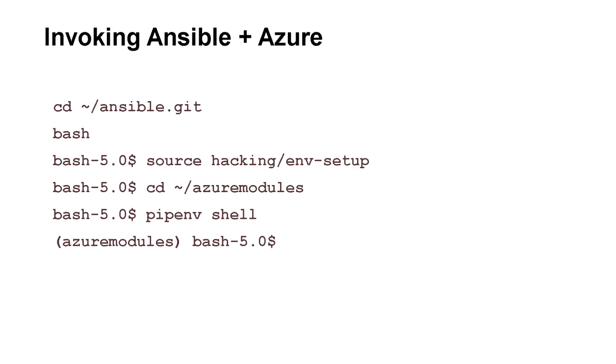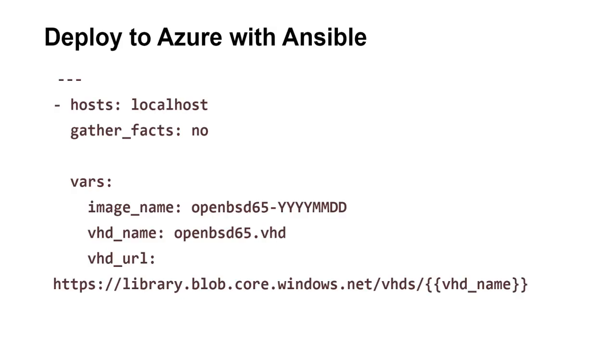I set up Ansible the same as before by running source hacking/env-setup from a bash prompt. Then, instead of using pipenv run to run one command one time only, I run pipenv shell to get a persistent shell in my Azure modules directory. If I want to create an Azure VM, I just run an Ansible playbook from inside my pipenv Azure modules directory in a bash shell.